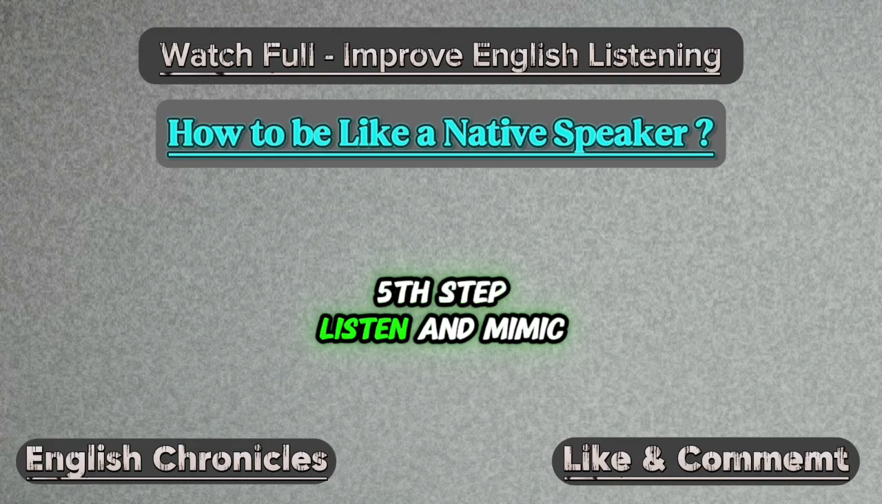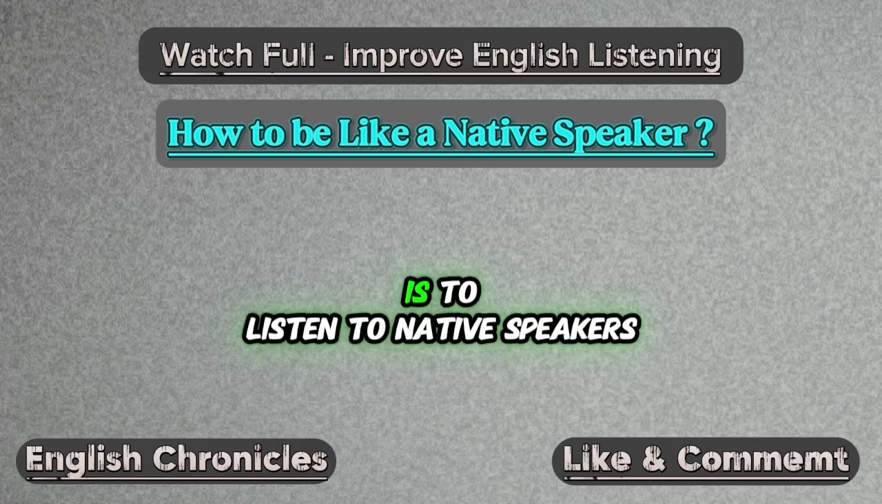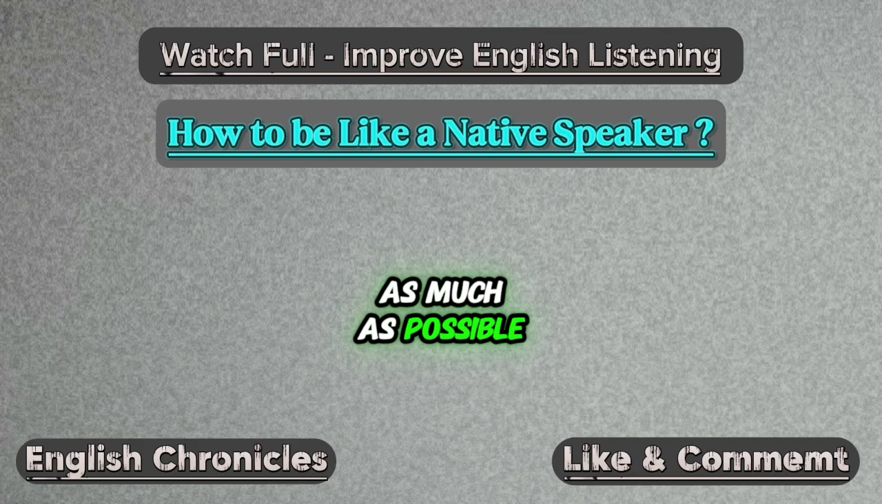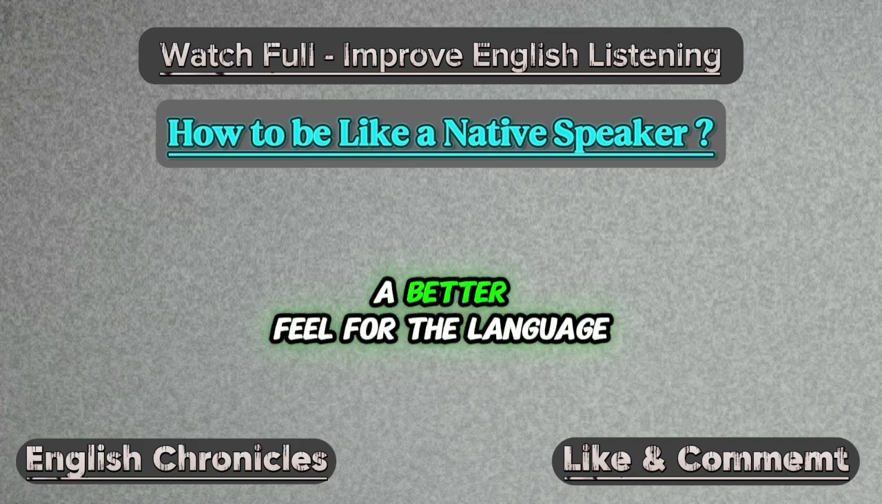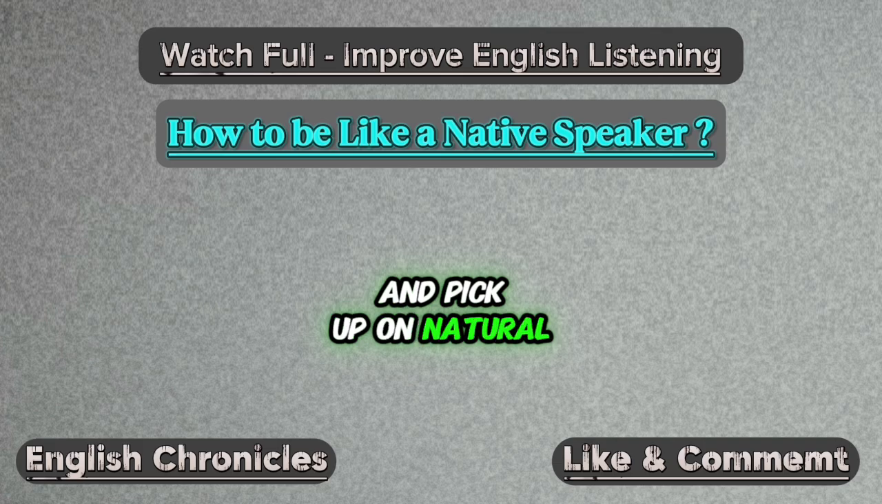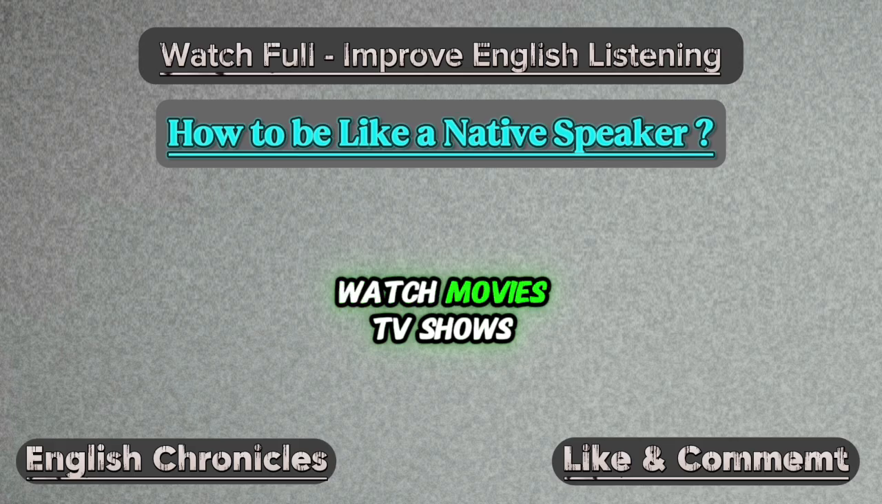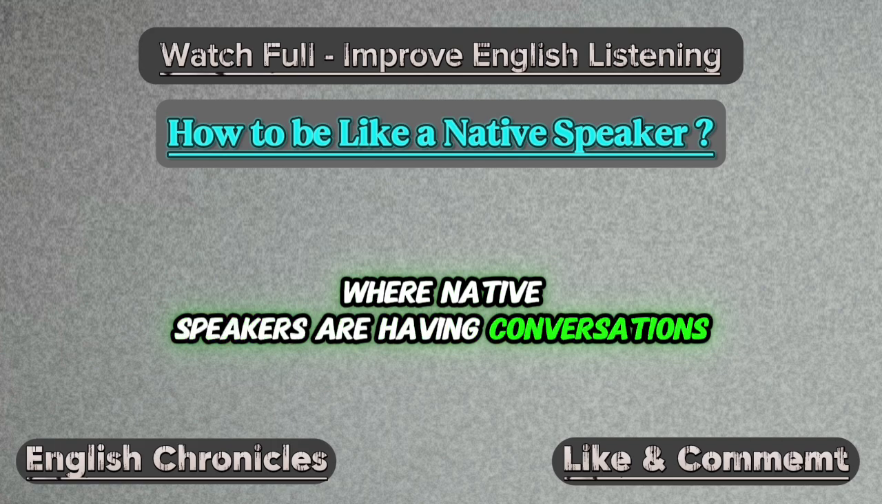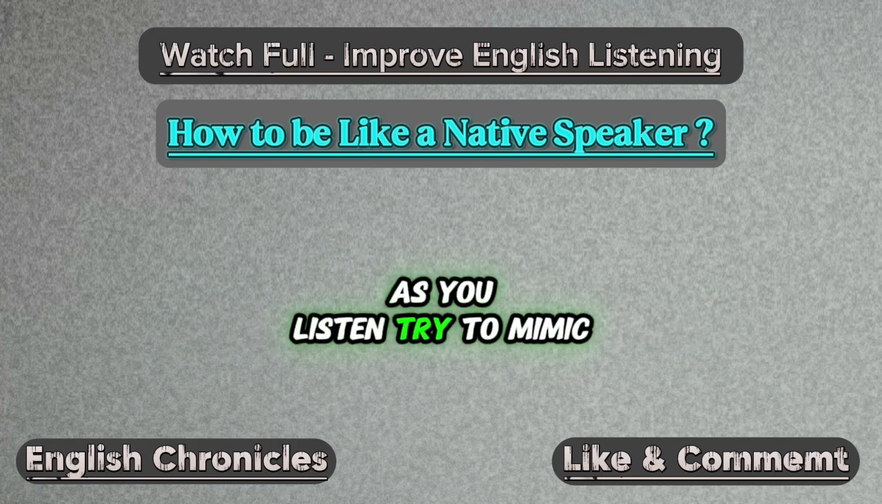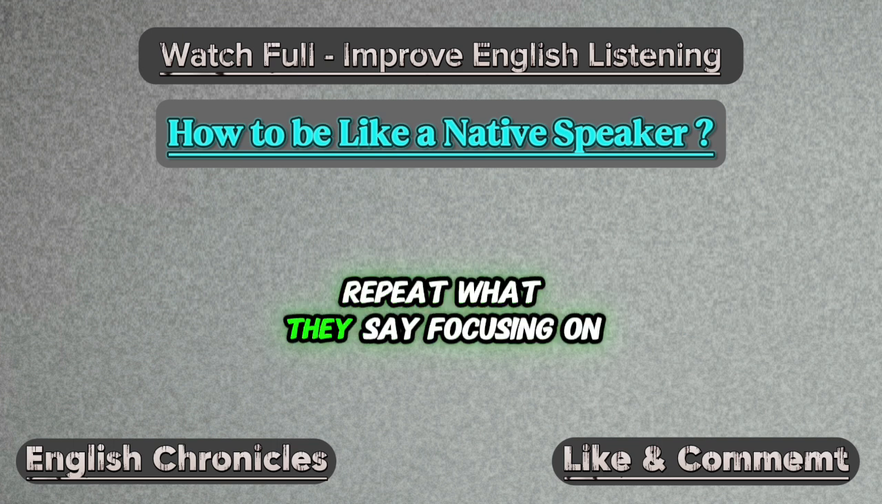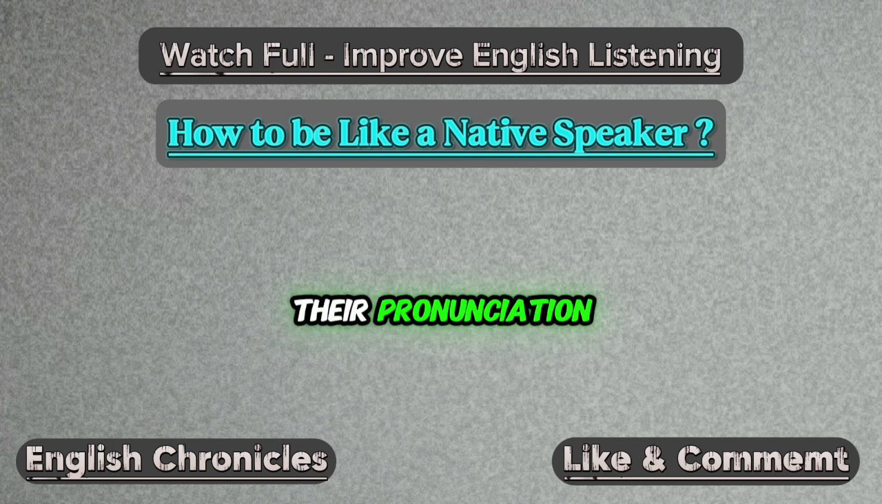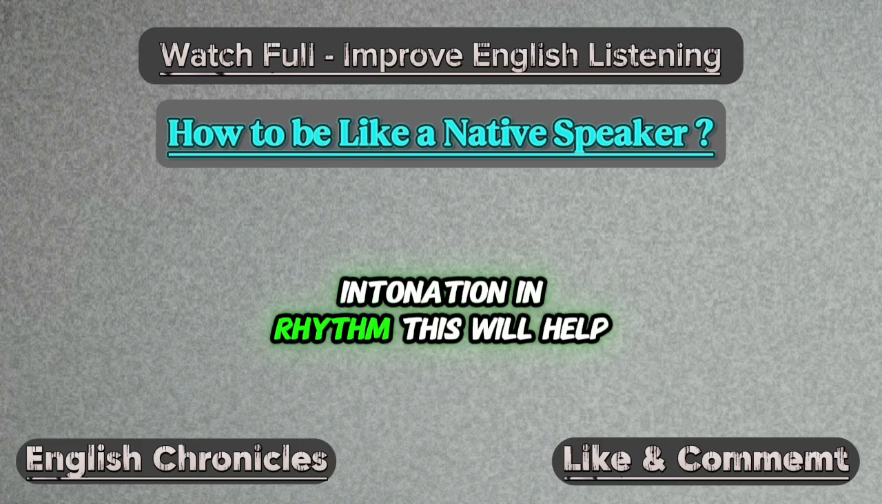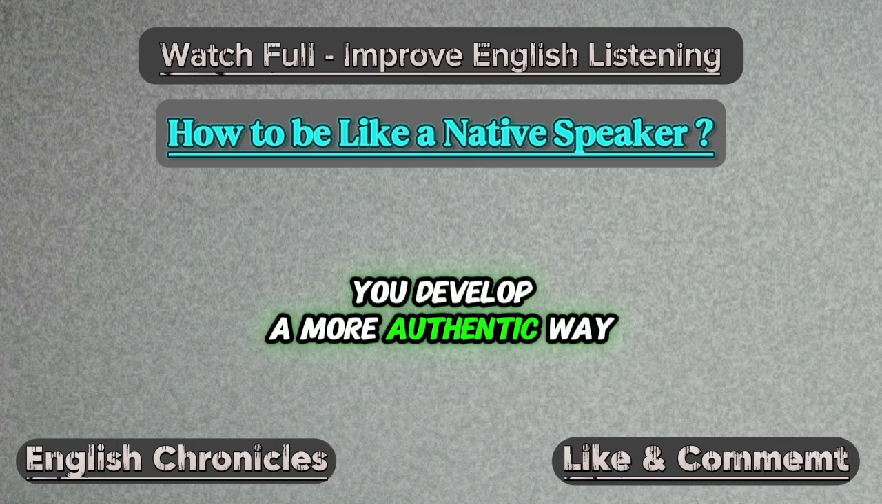Fifth step, listen and mimic native speakers. The best way to improve your speaking skills is to listen to native speakers as much as possible. This will help you get a better feel for the language and pick up on natural speech patterns. You can listen to podcasts, watch movies, TV shows, or even YouTube videos where native speakers are having conversations. As you listen, try to mimic their speech. Repeat what they say, focusing on their pronunciation, intonation, and rhythm. This will help you develop a more authentic way of speaking.